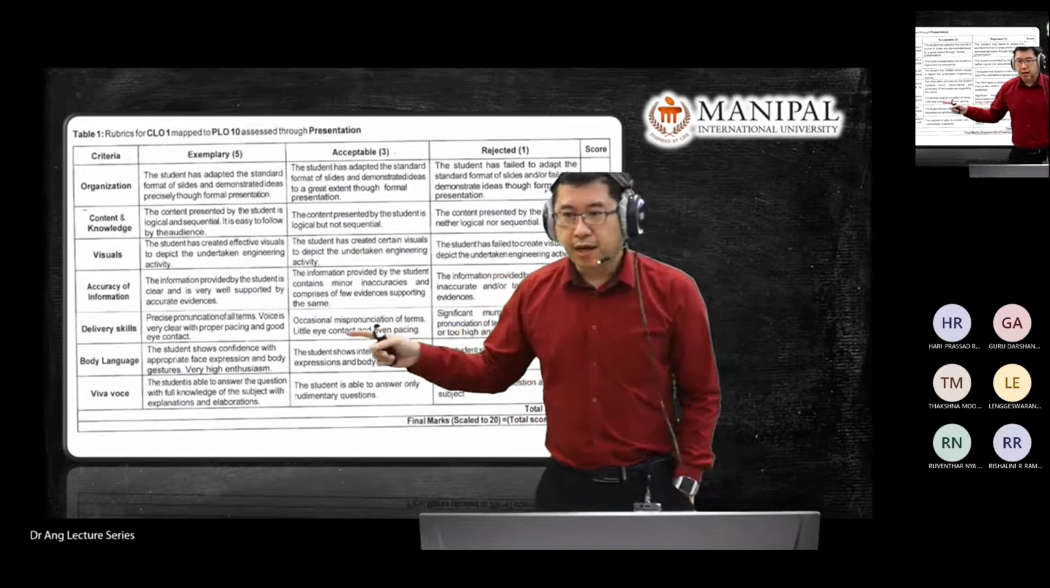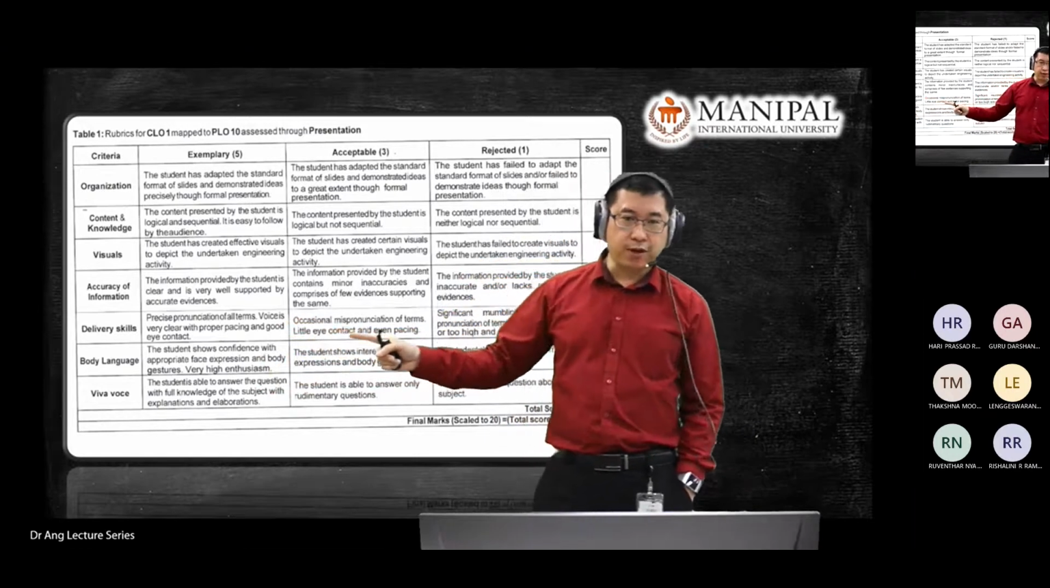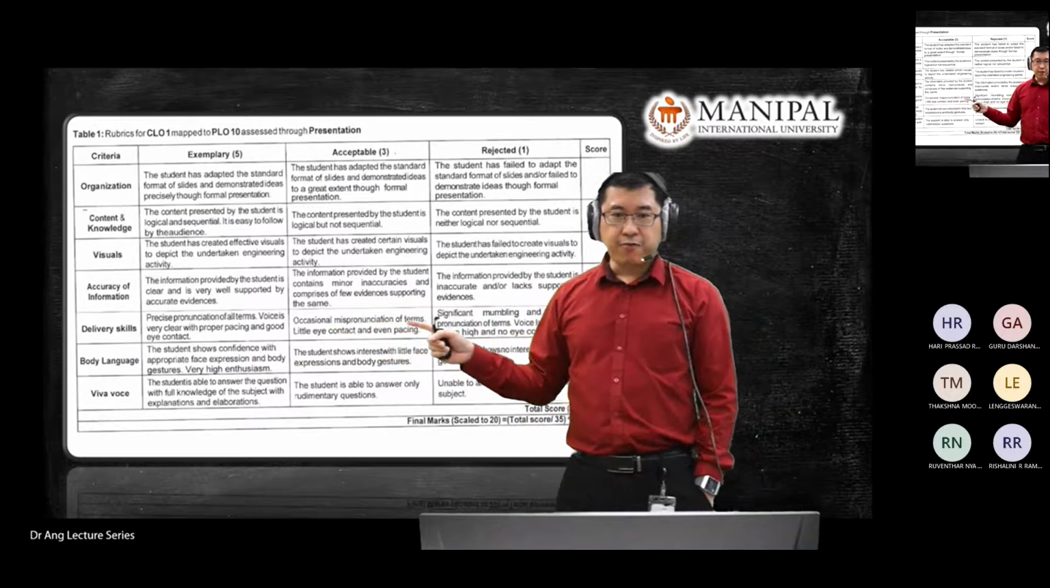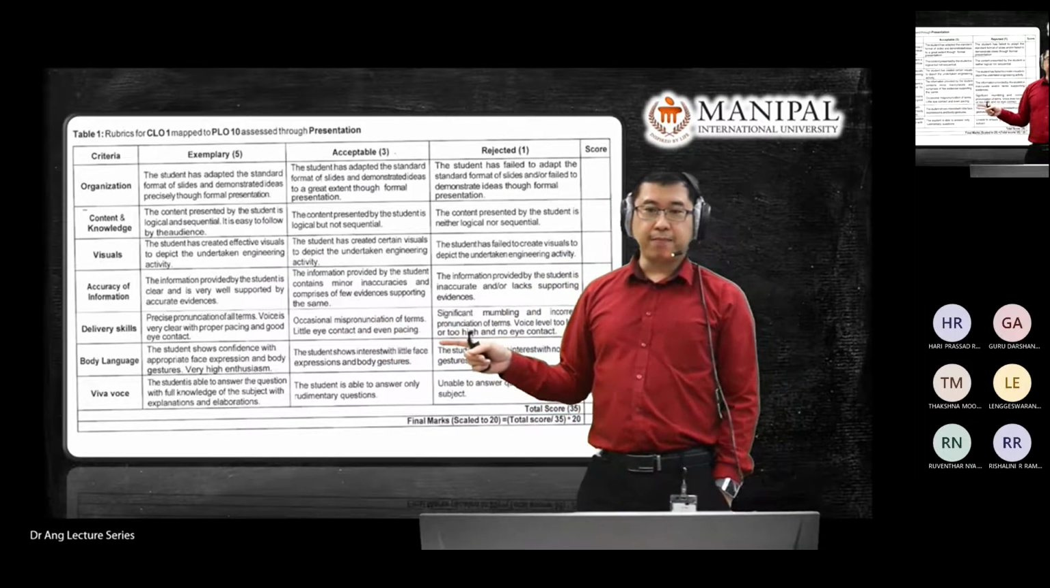Okay. Delivery skill, this one you need to polish up. Delivery skill means how you talk or how you present your paper, how you write. So if you're very weak in English writing, maybe you need to polish up in your own time.